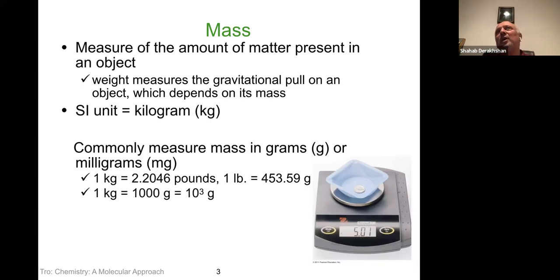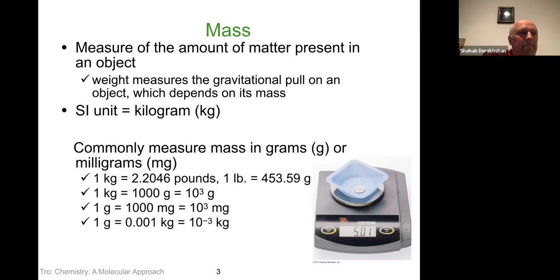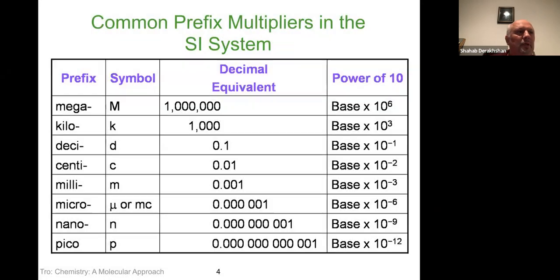When I'm talking about kilo, I'm talking about 1,000 of something. So when I say kilogram, I'm talking about 1,000 grams. Milli is 1/1000. So when I'm talking about milligram, I'm talking about 10 to the power of -3 grams, basically. So these are the prefixes I mentioned. These are things that you need to know.